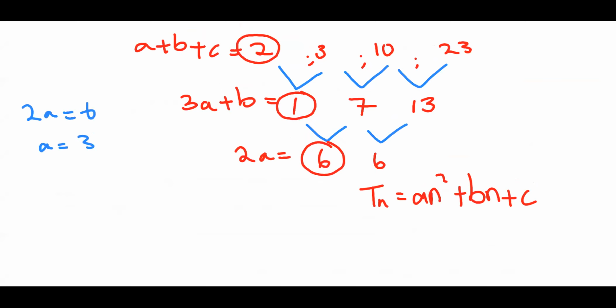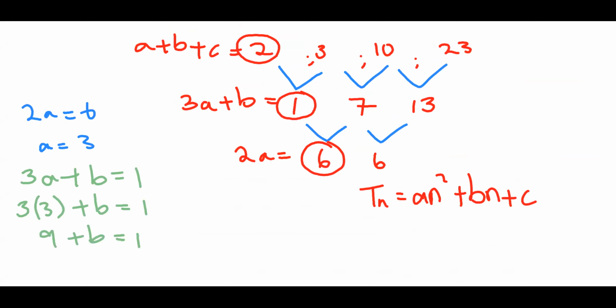That means a is equal to 3. So that's my first answer. Next equation: 3a plus b equal to 1. a is equal to 3. That means 3 times 3 is 9. If you take the 9 across, 1 minus 9 is negative 8.